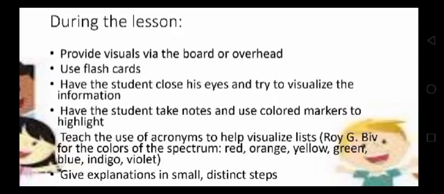like Roy G. Biv, the acronym for the colors of the spectrum: red, orange, yellow, green, blue, indigo, violet. Give explanations in small, distinct steps.